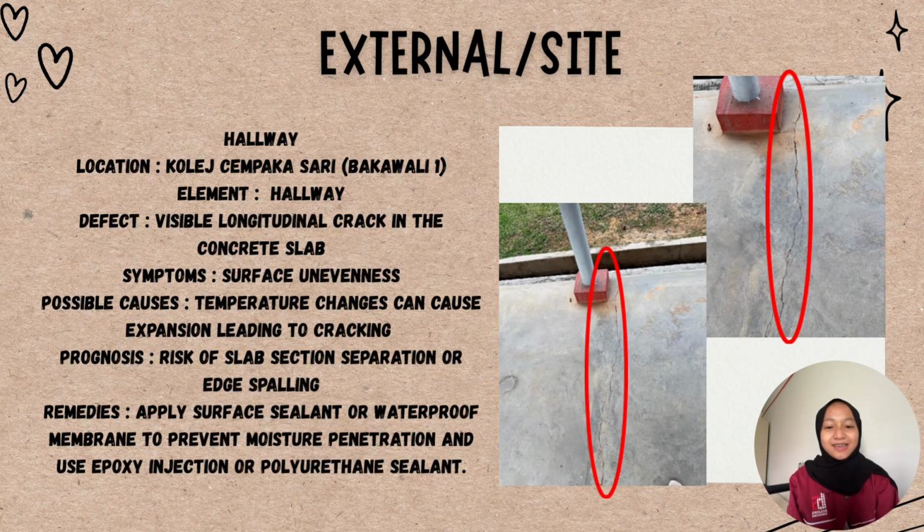The next external site is hallway. The location is College Cempaka Sari, Bakawali 1. The element is hallway. The defect is a visible, elongated crack in the concrete slab. The symptom is surface unevenness. The possible cause is temperature changes can cause expansion leading to cracks. The prognosis is risk of slab section separation or edge spalling. The remedy is to apply surface sealant or waterproof membrane to prevent moisture penetration and use epoxy injection or polyethylene sealant.